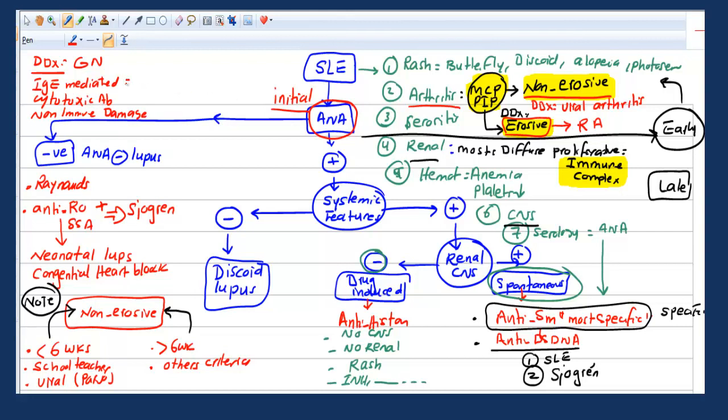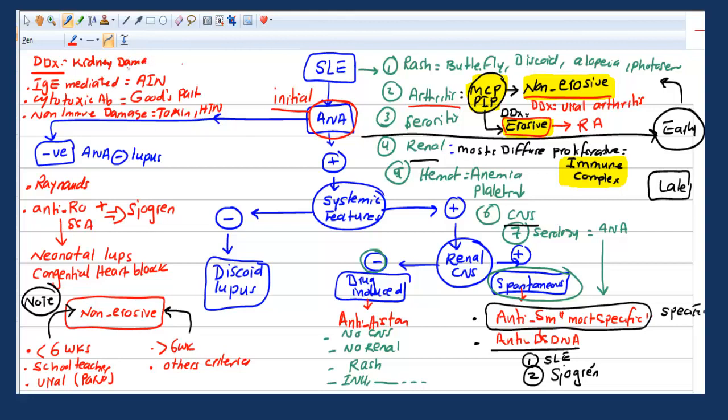IgE mediated is a non-glomerular disease, usually AIN, acute interstitial nephritis. Cytotoxic antibodies, I think you find with Goodpasture syndrome. And non-immune damage to the kidney means by toxin, ischemia, or usually hypertension. I mean, these are not just terms for glomerulonephritis; they are terms for mechanisms of kidney damage.